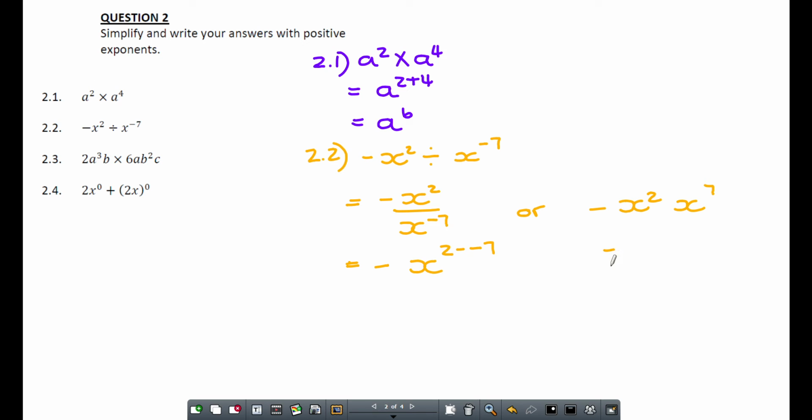And then that's going to become minus x to the power of 2 plus 7, so it's going to give me minus x to the power of 9. Can you see that minus just tagged along all the way? But then don't you put it over 1, ma'am, and then switch? You can put it over 1, but we didn't have to switch because that exponent is already positive. I thought the whole thing has to be positive. No, it says with positive exponents. You fine with that? Yes, ma'am.